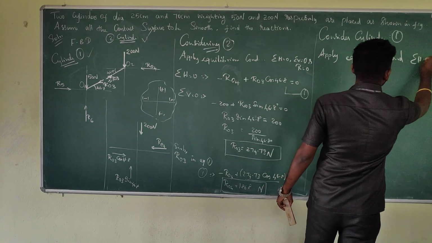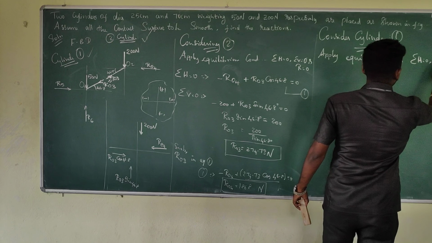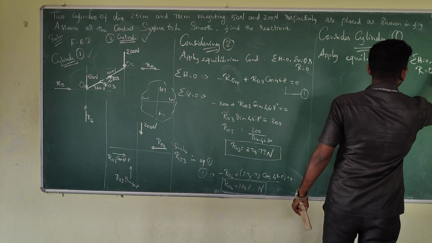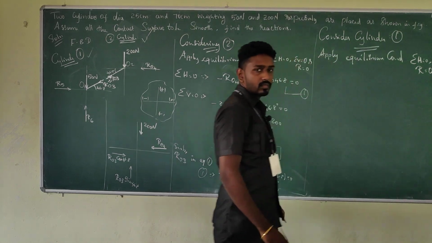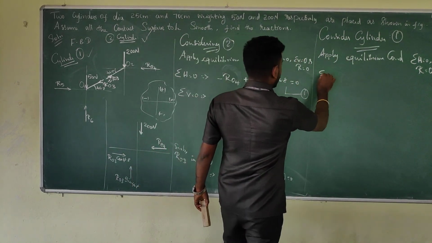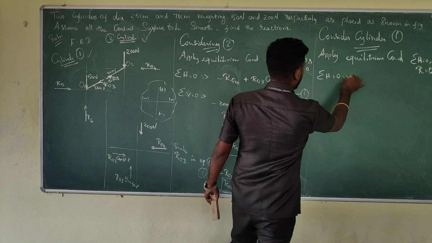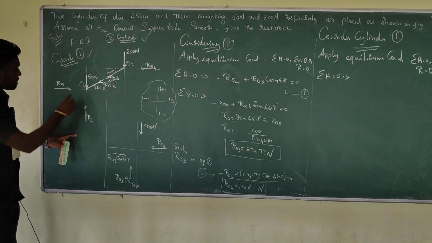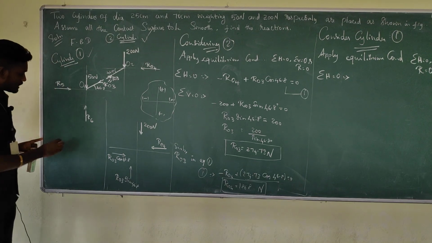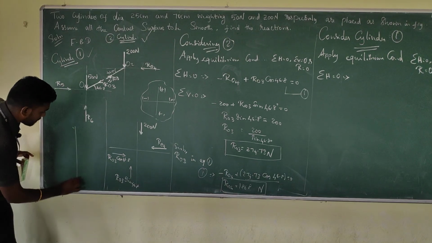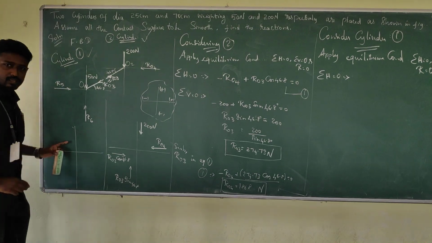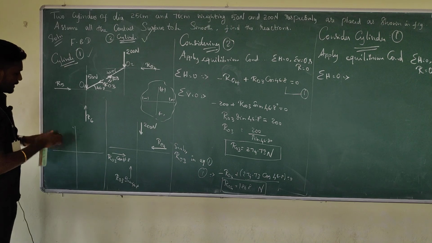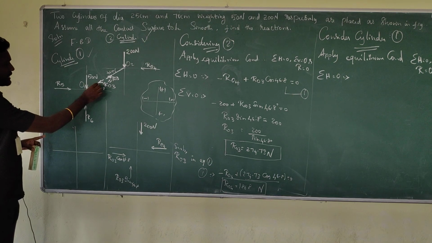Summation of H is equal to 0, summation of V is equal to 0, and sum of resultant force is equal to 0. Okay. First begin with summation of H is equal to 0. So see here, this is the cylinder 1. Try to take the forces. Okay. So for that, draw the cross lines and try to take the inclined force.